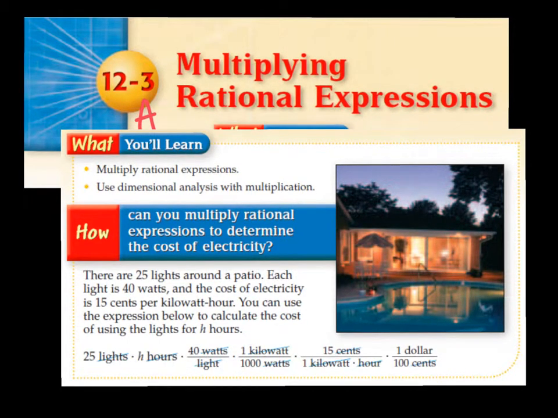I set it up carefully so that the 25 lights would cancel out with the 40 watts per light, and the watts cancel out with the 1 kilowatt per 1,000 watts. And the cost was 15 cents per kilowatt hour. And the kilowatts happen to cancel out there as well. And we know that $1 is the same as 100 cents. When I type that in the calculator, 25 times 40 divided by 1,000 times 15 divided by 100, I got 15 cents.